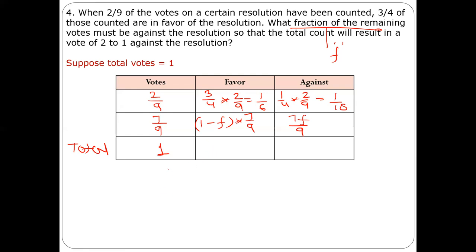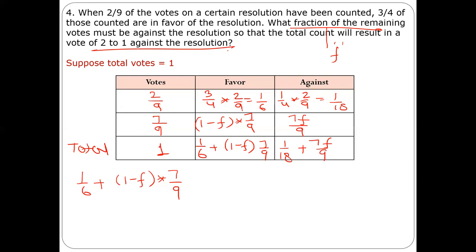So in favor total is how much? 1 by 6 plus 1 minus F times 7 by 9. This is the total, so I'm basically coming from here. 1 by 6 plus 1 minus F into 7 by 9. Agreed? And similarly, how many votes are against? Total 1 by 18 plus 7F by 9. Right? Now, what's the requirement?